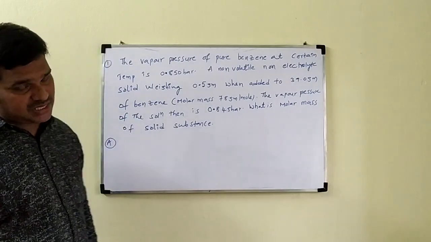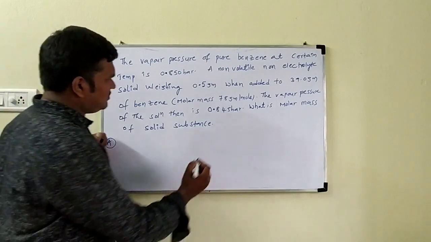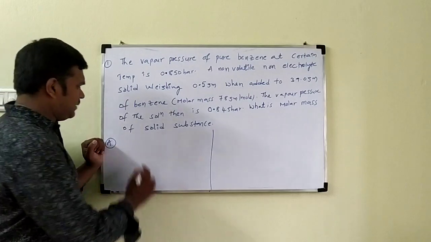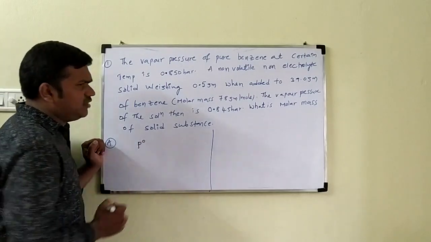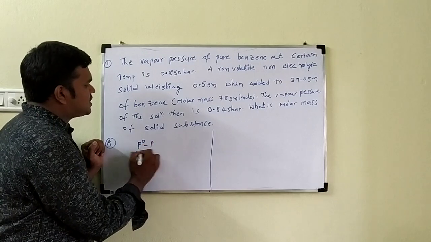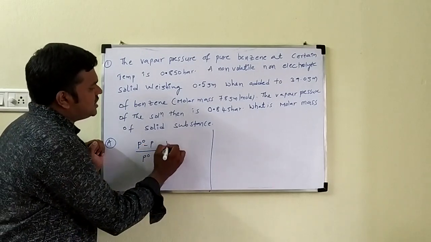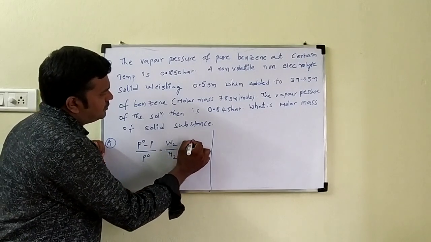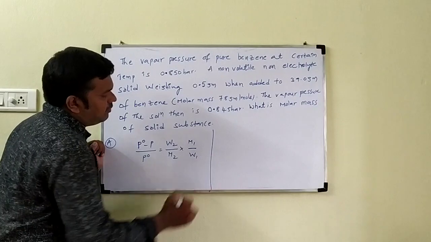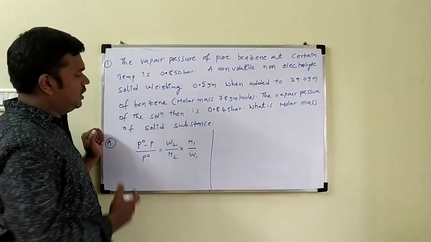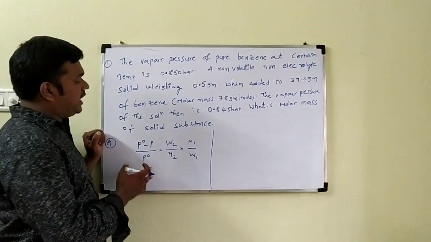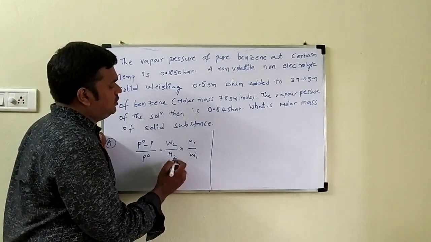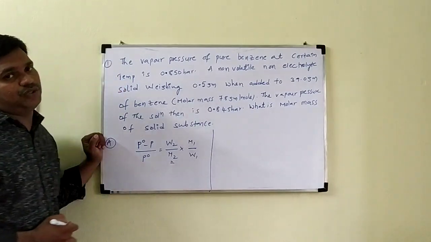What is the molar mass of the solid substance? Let us see the answer for this question. First we want to write the formula. What is the formula for relative lowering of vapor pressure? (P naught minus P) by P naught is equal to W2 by M2 into M1 by W1. This is the formula. By using this formula, we want to identify the molar mass of the solute, that is M2, which we have to find out.